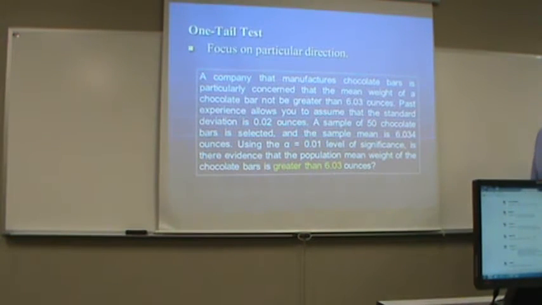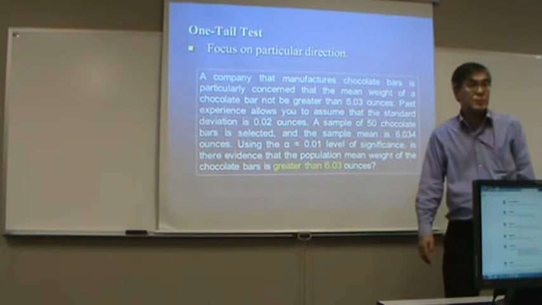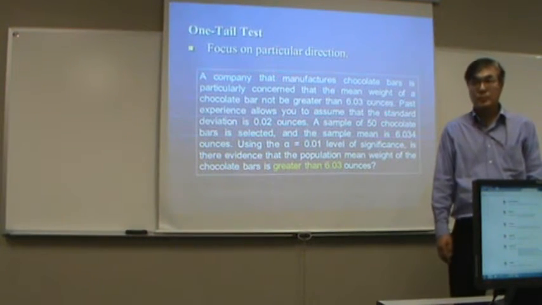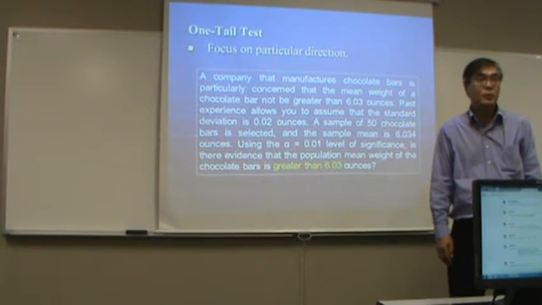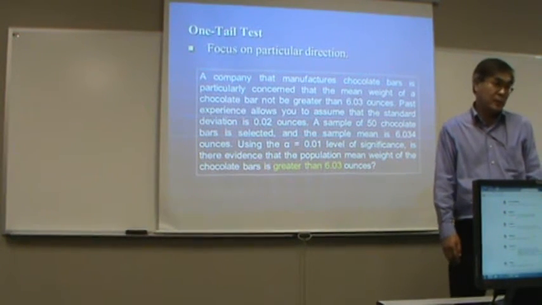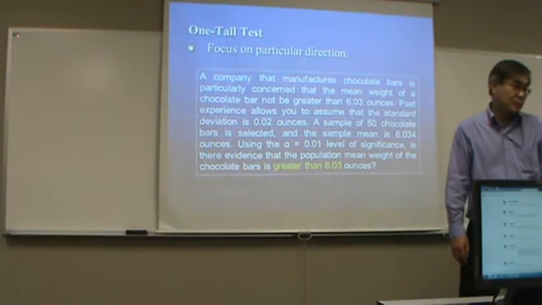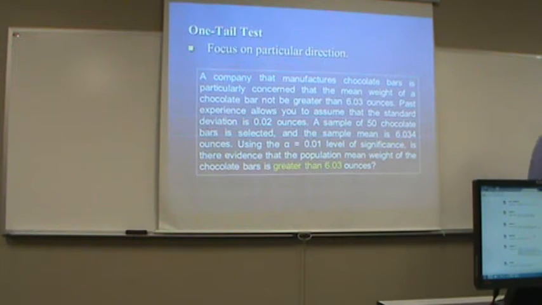One-tail test focuses on a particular direction, such as less than, more than, greater than, smaller than. If there is a direction, something like that, then it's one tail.